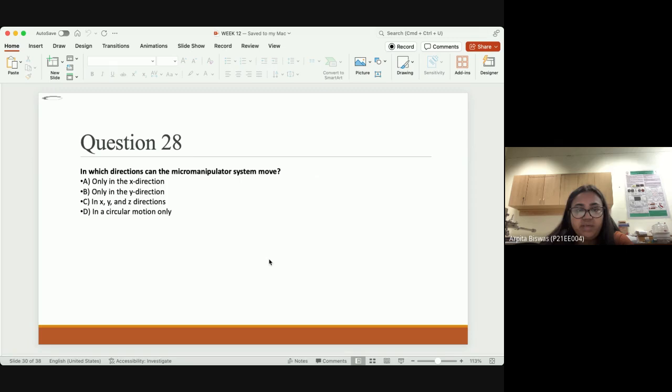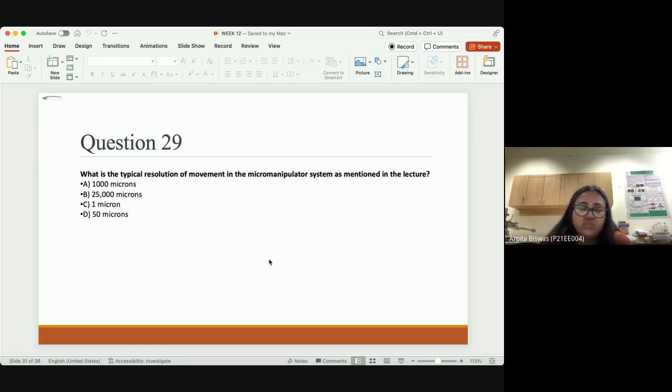First option, only in the X direction, second only in the Y direction, third in XYZ direction, and option D in a circular motion only. So the right option is option C, in X, Y, and Z direction. Okay. So next move toward question number 29.